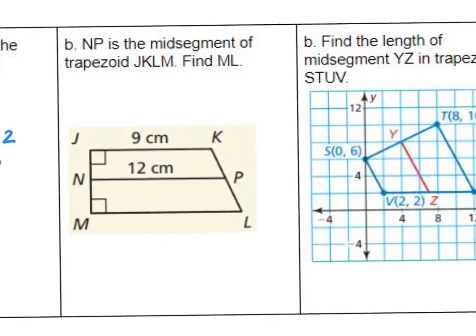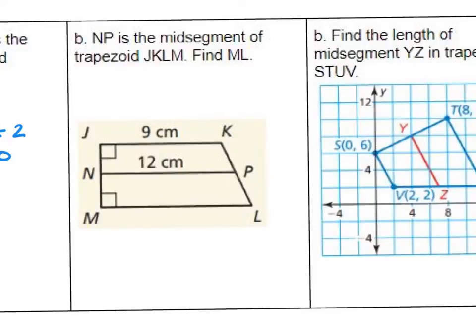All right, now let's see if we can do the same thing, but now I'm going to give you the mid-segment and the shorter of the two lengths. So I'm giving you here, this is the base, JK, parallel to ML. All right, so here P to N is going to be that mid-segment. So then how do I find ML?